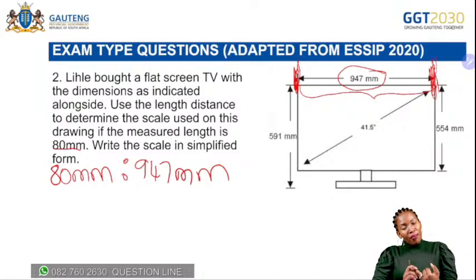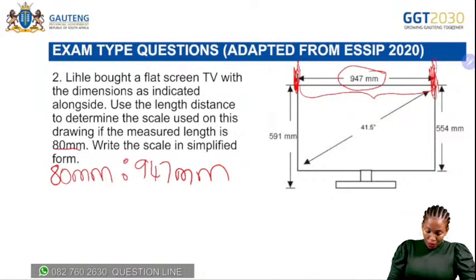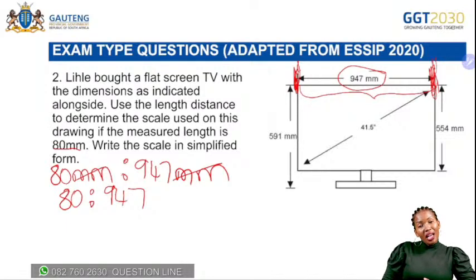The second step is to make sure that the units are the same. Are the units the same? Yes, we are very happy our units are the same. And when units are the same, automatically with ratios, they cancel each other. So units are the same, we are happy. We now have 80 is to 947. So the next step now is to write our scale in unit form.